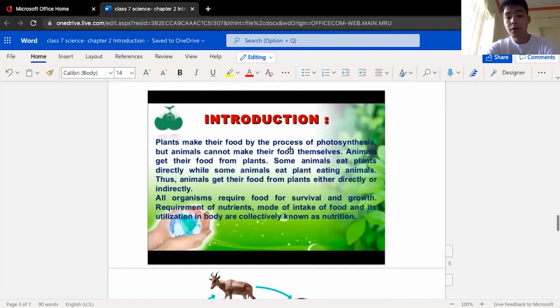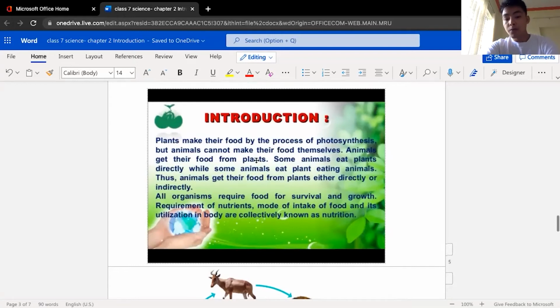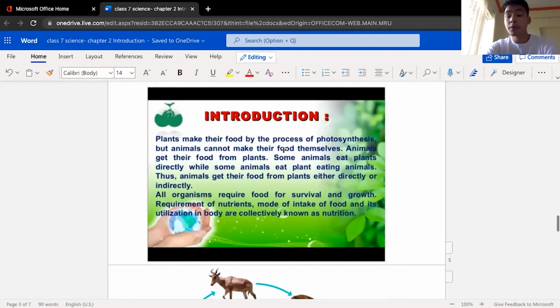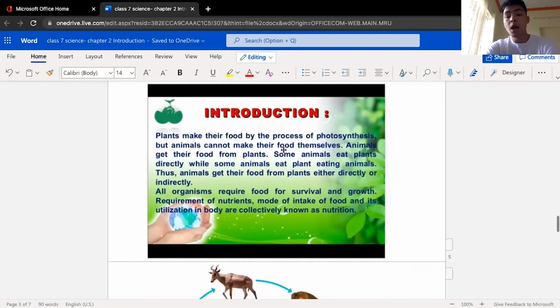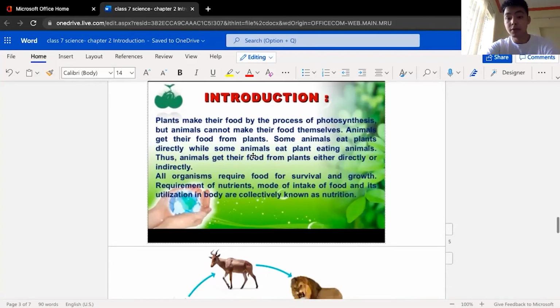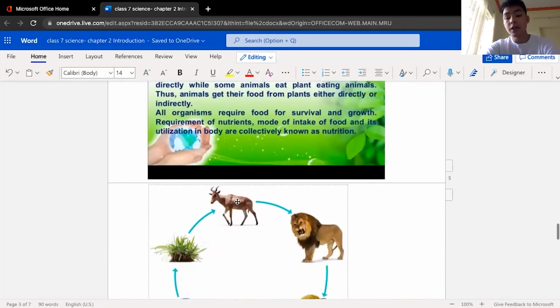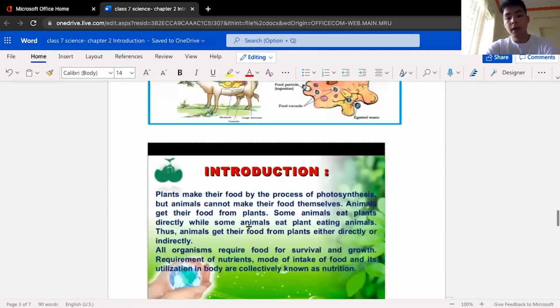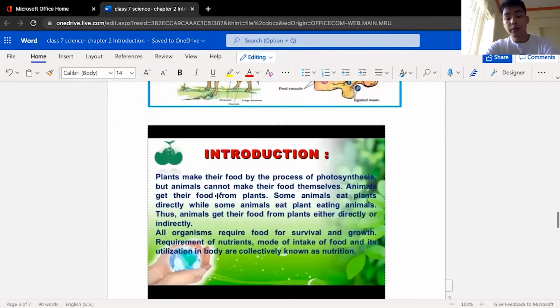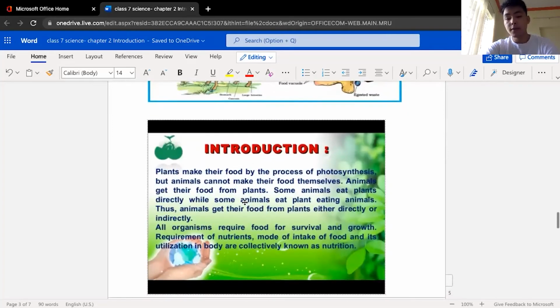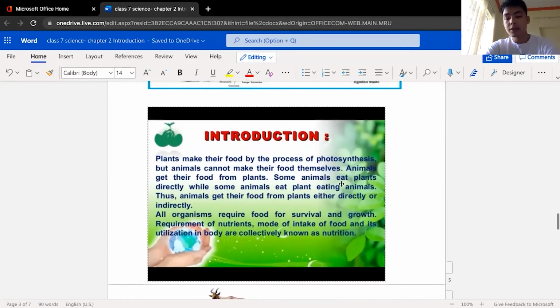Yeah, I'll read it. Plants make their food by the process of photosynthesis. As we all know, plants make their food by a process called photosynthesis, right? But animals cannot make their food themselves. As simple as that. Animals get their food from plants, right? Take the case of a deer. The deer gets food from the plants directly, okay? Animals get their food from plants. Some animals eat plants directly. So take the case of a deer.